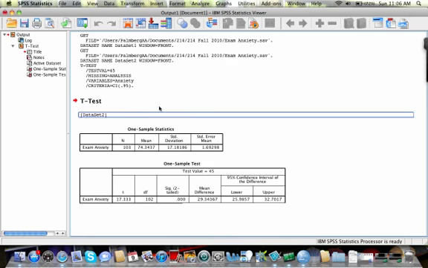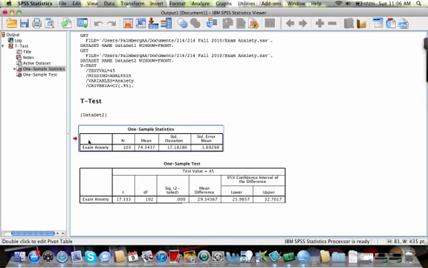And here's our output. You can see that the first box just gives us our statistics. Our N was 103, so we had 103 participants. The mean was 74.34, standard deviation of 17.18, and standard error of 1.69. And then we'll actually look down to the second box, which is our test statistic.